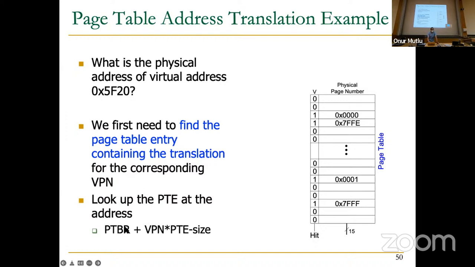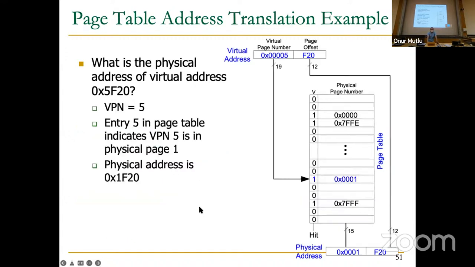We have the page table base register, which is a physical address. Add to it the VPN, which is 5, times the PTE size. PTE size can be 4 bytes. In x86, we will see that it's 8 bytes. It's increasing. So that's your physical address. So you access memory at that physical address.